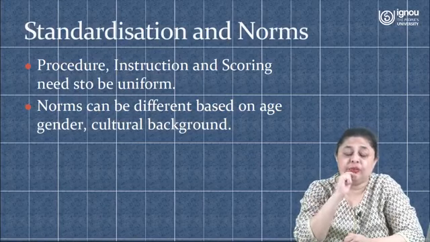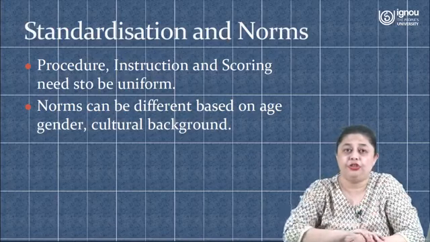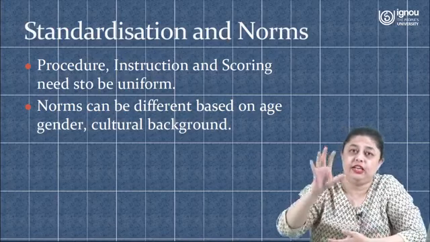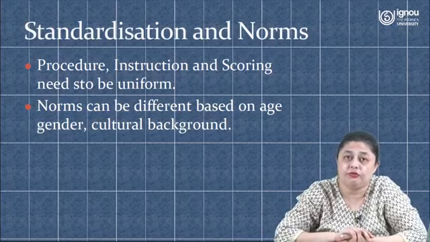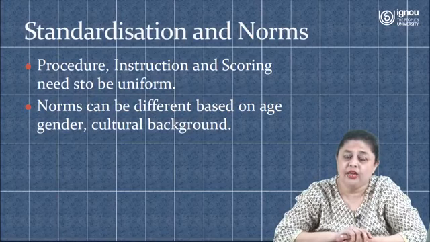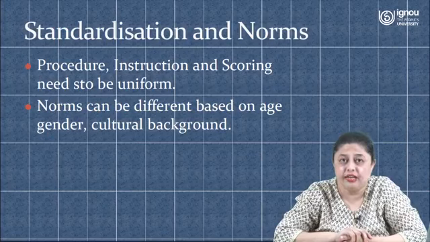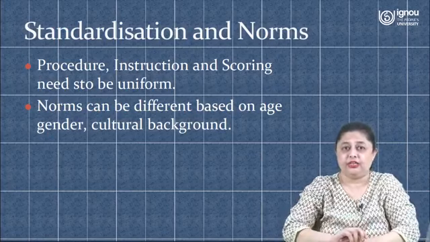If you look at the manual, after the procedure for scoring, they give norms and there is a table which you have to read. Then you can accordingly interpret the scores of the participant on whom you have administered the test. I hope it is clear so far. That is the reason why standardization and norms are relevant, especially in the context of test construction or when you are administering a psychological test.